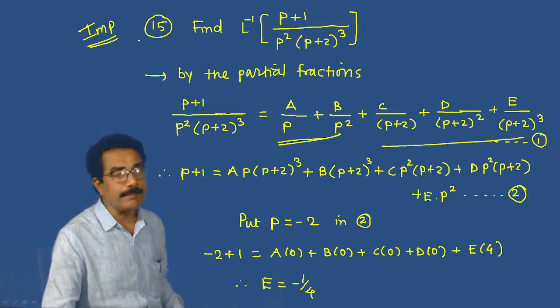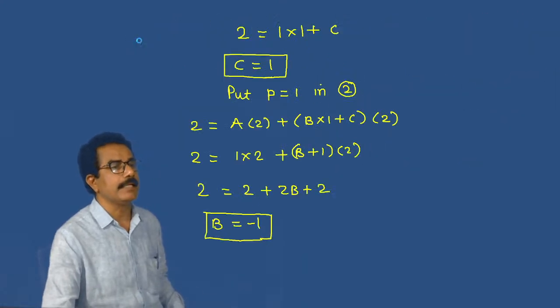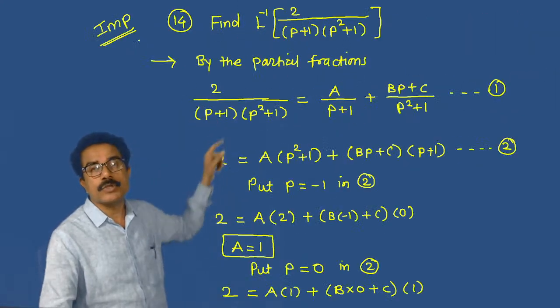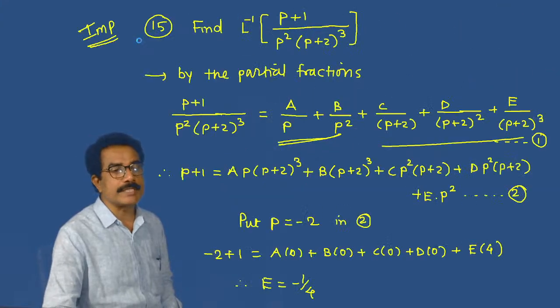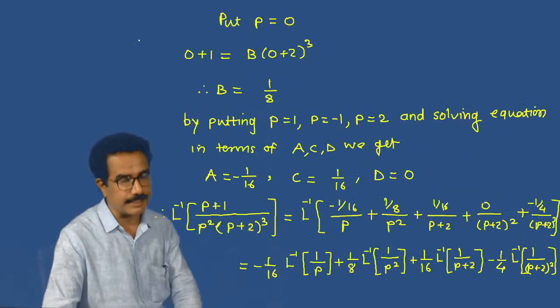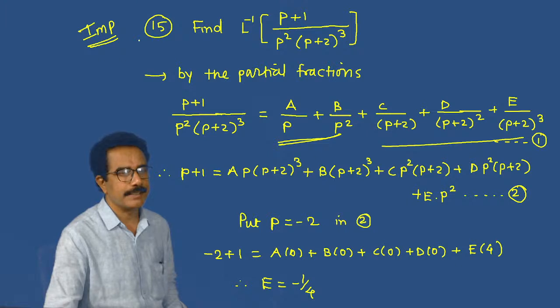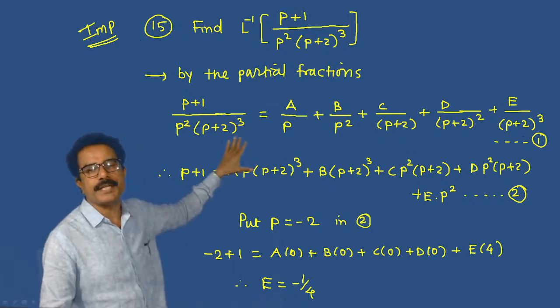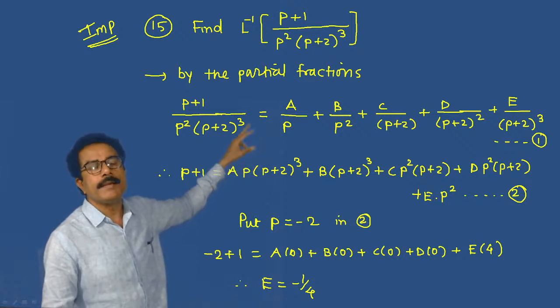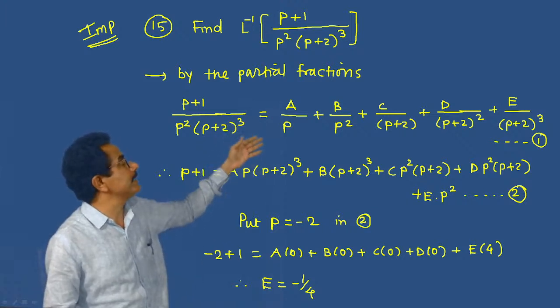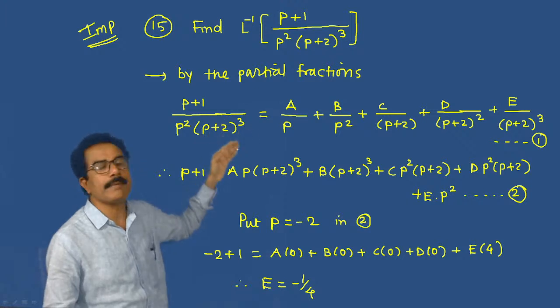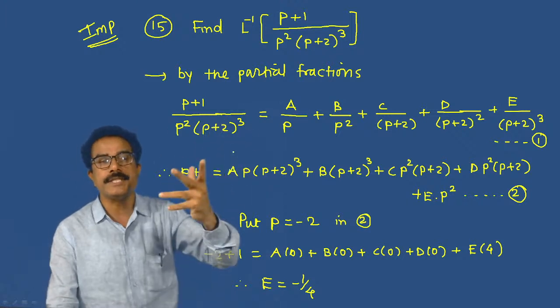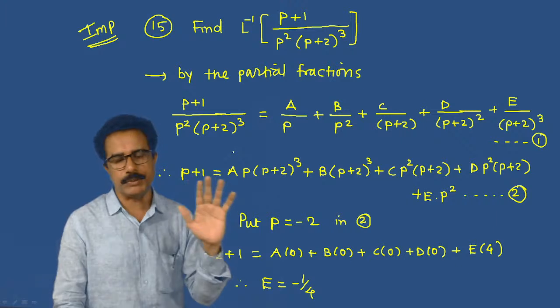This is also one important example. Again, this is also an important example. So you must understand all these concepts. One minute. So we can write this. Its partial fraction will be A divided by P plus B divided by P square plus C divided by P plus 2 plus D divided by (P plus 2) bracket square plus E divided by (P plus 2) bracket cube.